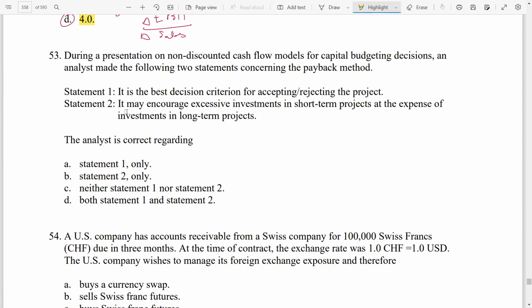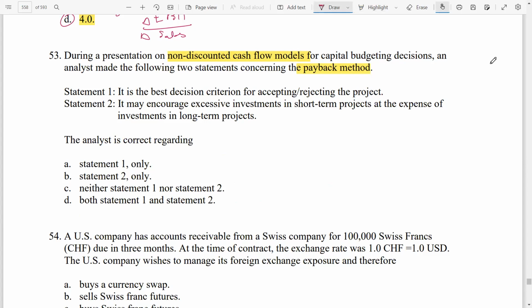Question number 53. During a presentation on non-discounted cash flow methods for capital budgeting decisions, an analyst made the following two statements concerning the payback period. We know the payback period does not take into consideration the time value of money. The statement made here is that it is the best decision criterion for accepting or rejecting projects.